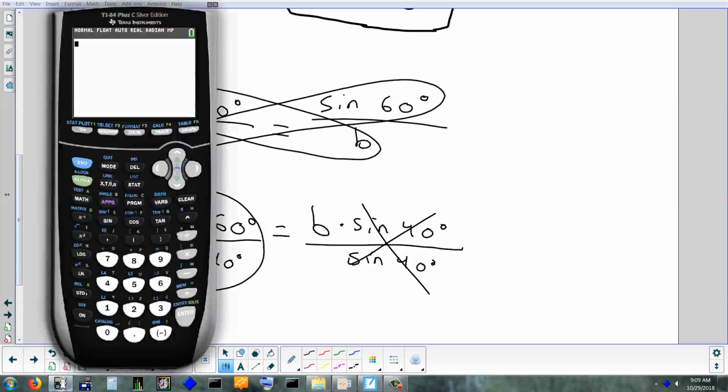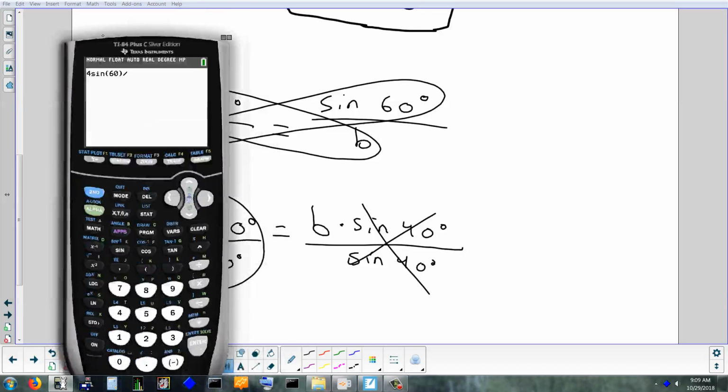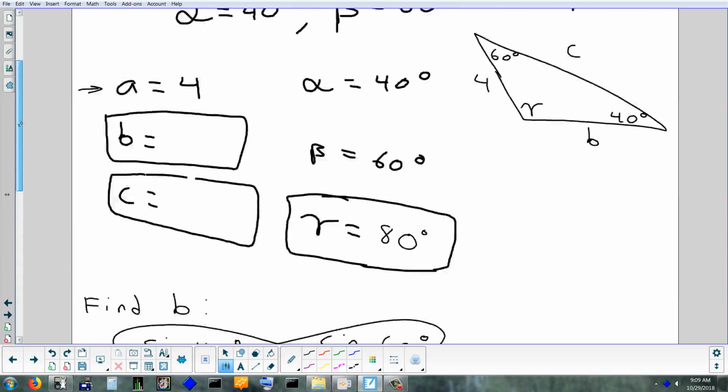All right, let's do this. What do I want to double check on my calculator first? I've got to make sure I'm in degrees. All problems this week are in degrees. So 4 sine 60, close parenthesis, divided by sine 40. I get 5.389 for B.